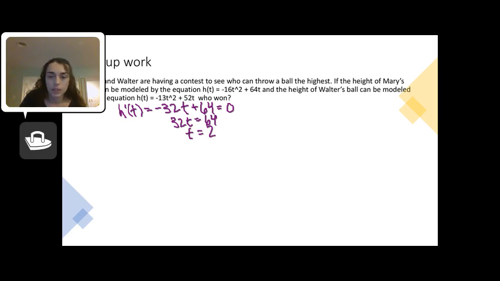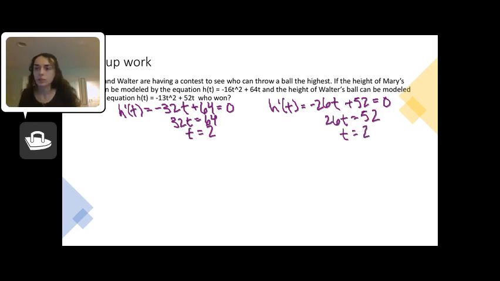And I'm going to do the same thing for the height of Walter's ball. So we get that negative 26t plus 52 equals 0. And then we're going to solve for t. So 26t equals 52. And again, we get that t equals 2.